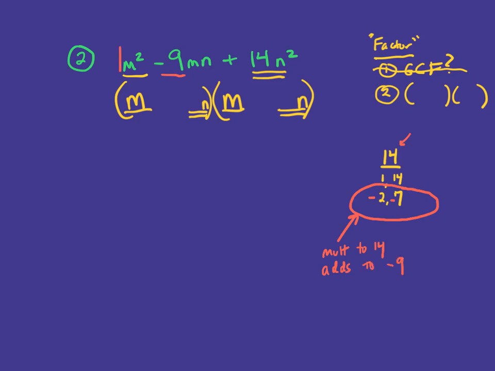And again, you're looking for the adds to negative 9 part if the number in front of m squared is 1. We'll look at some in the next section where we've got different numbers in front of m squared, maybe a 3, maybe a 5, something like that. And we'll work those out a little bit differently. But negative 2 and negative 7, we can go ahead and plug those in.